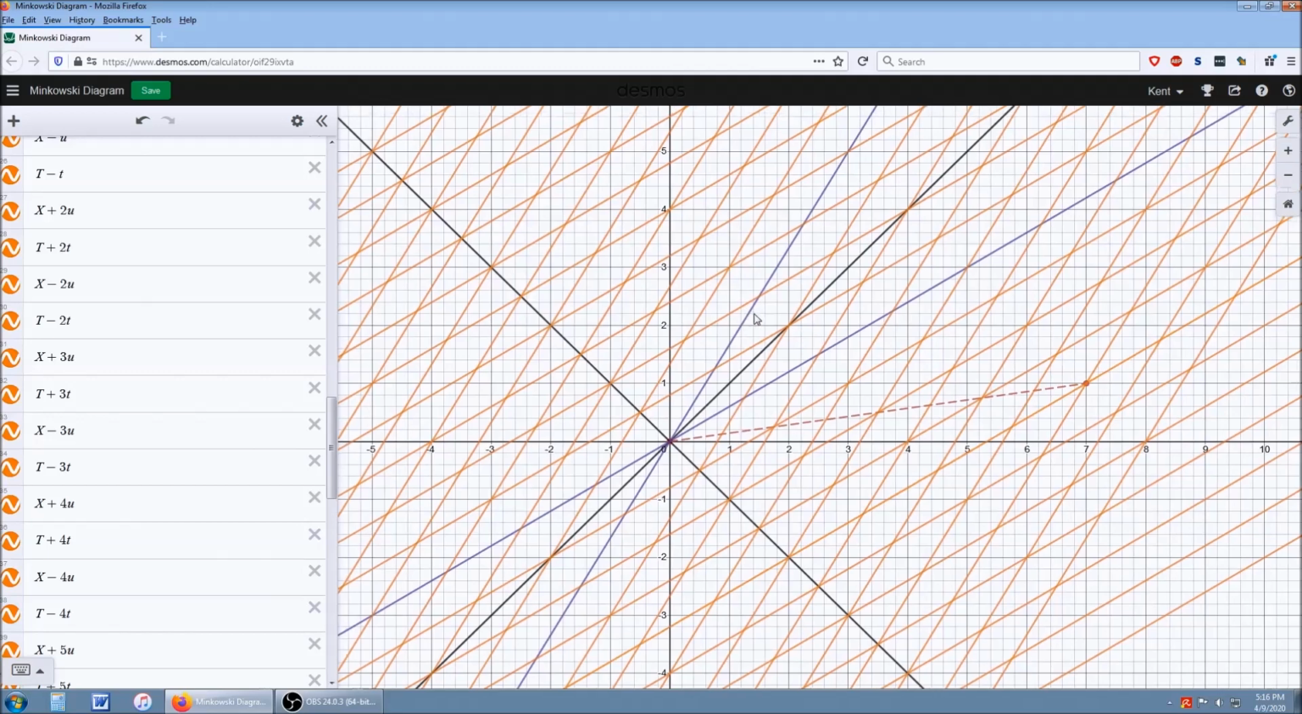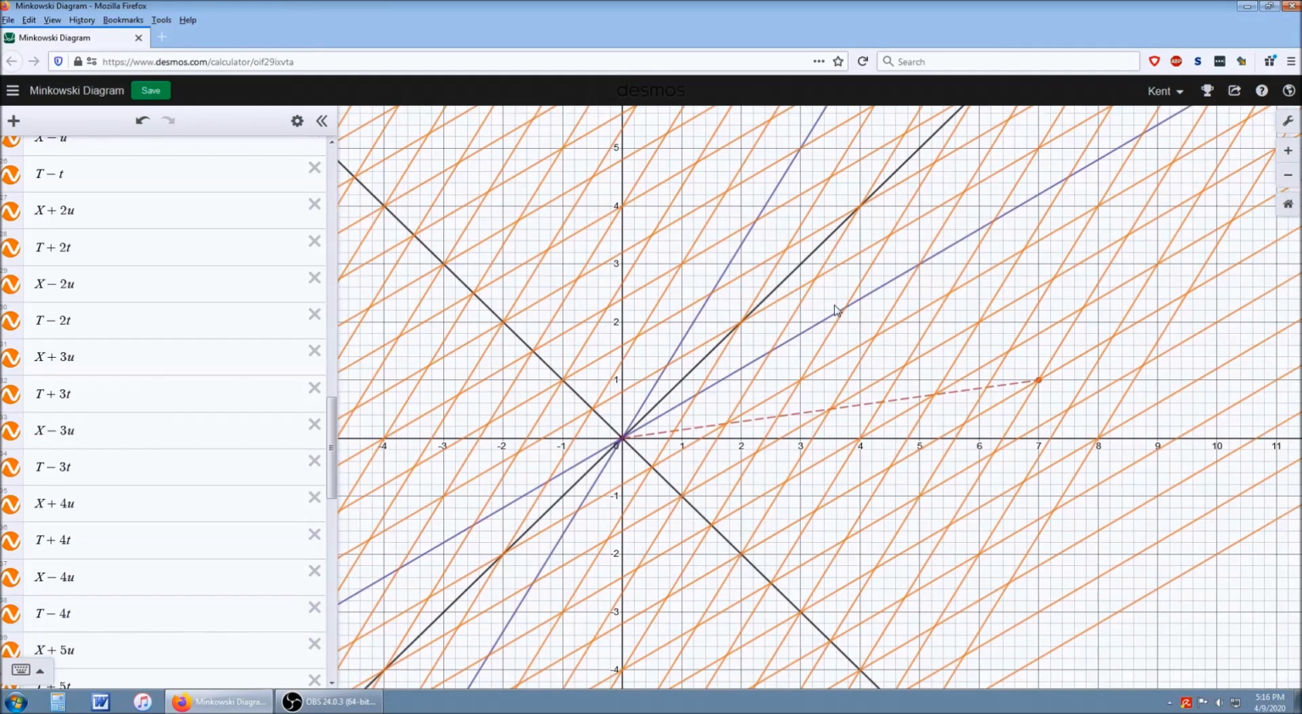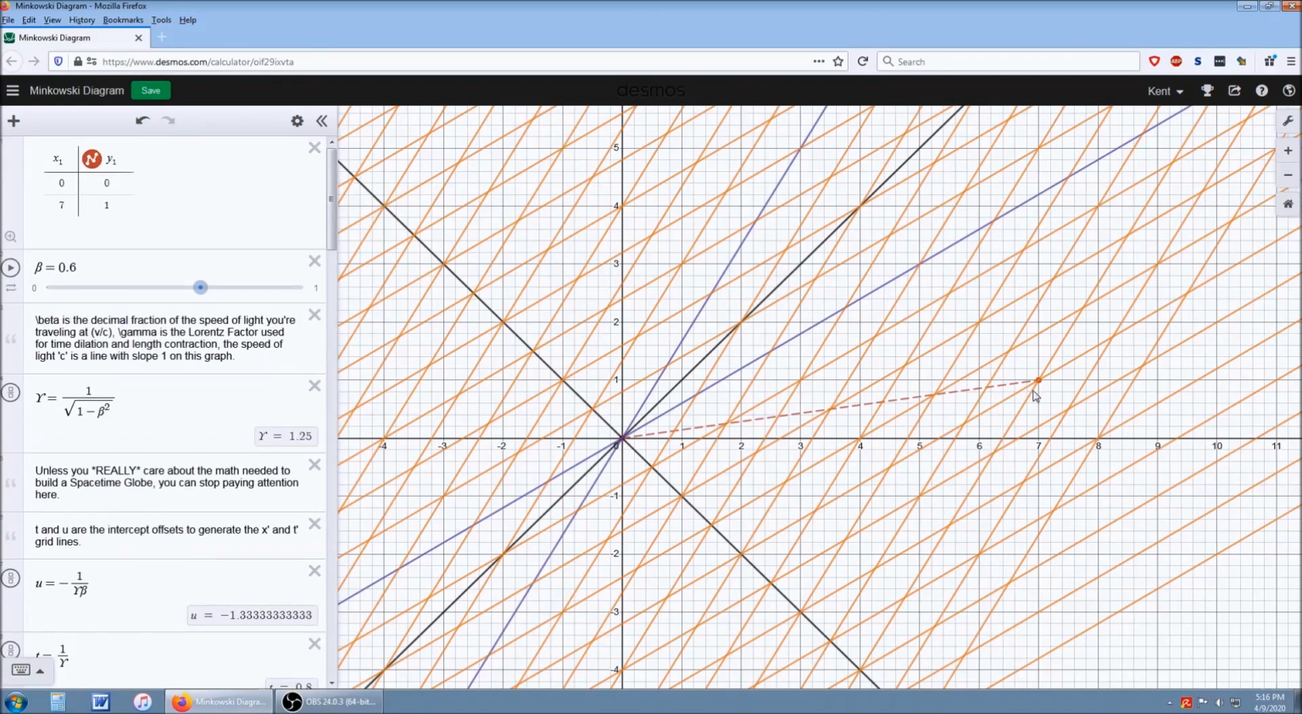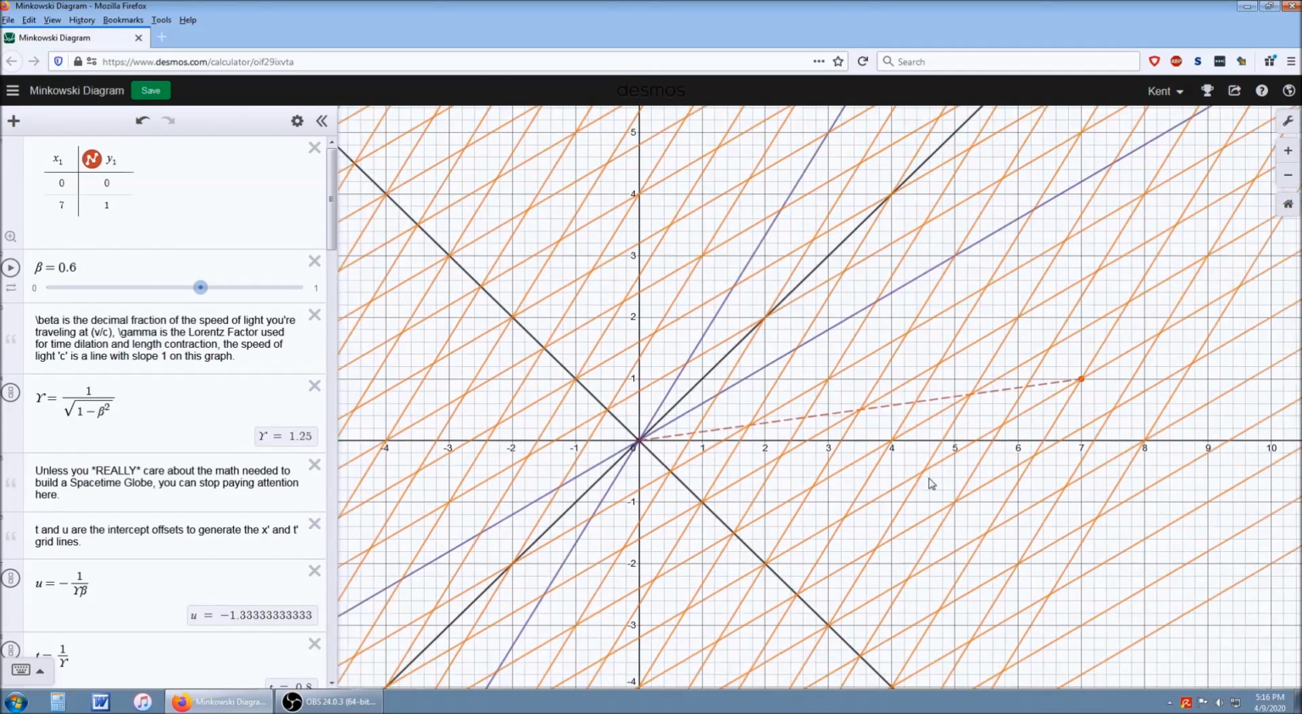So this is bad enough, right? That means that in my moving frame, which could just as easily have been my rest frame, I now have time travel. I have an effect occurring before the cause happens, and that's bad. As far as we know, physics doesn't work that way. So this particular line is out.